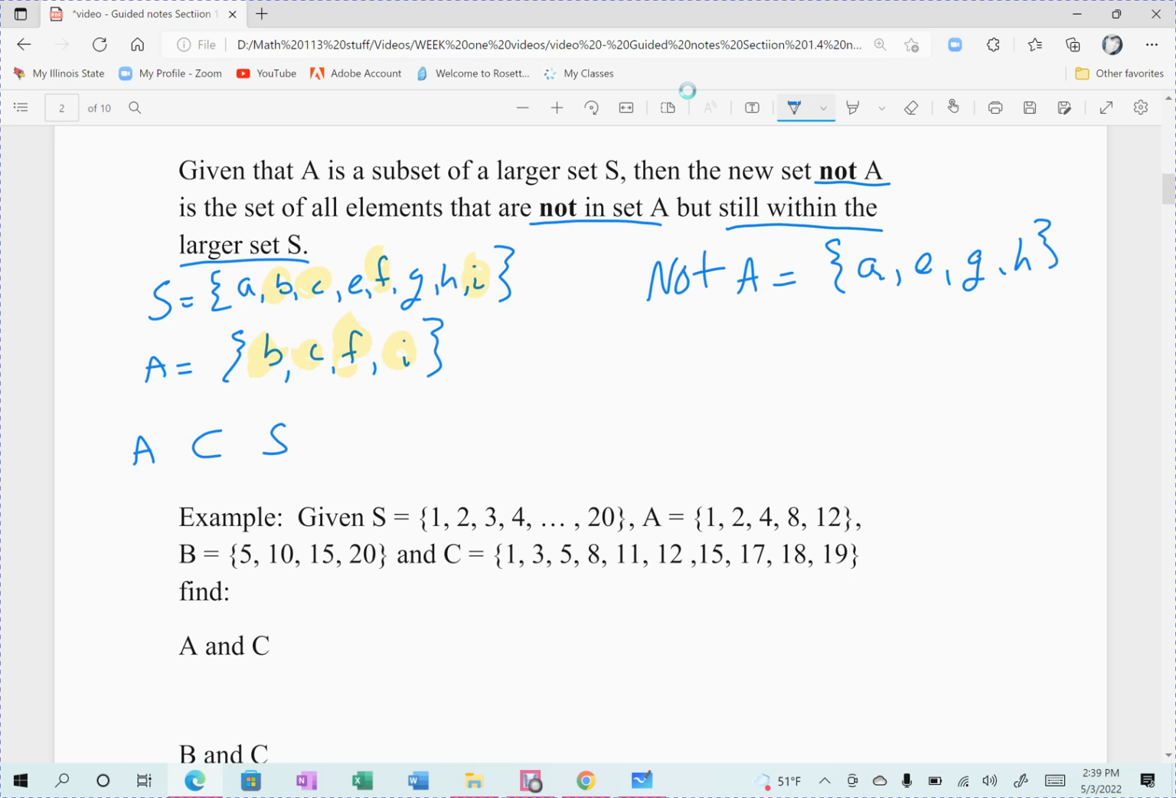So if we were to draw the Venn diagram, suppose my set S was the rectangle, my set A was the circle. A would be the letters B, C, F, and I. Those are all in A. All of the ones not in A would be outside the circle: A, E, G, and H. Those would all be not A. And so everybody not in circle A. That's sort of how the Venn diagram would work. All right, let's do another example.